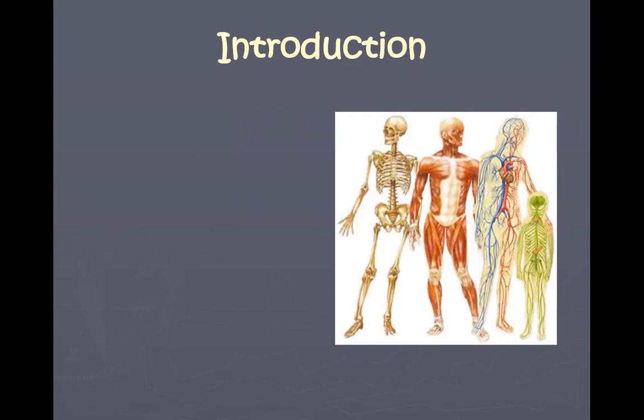So we're going to go over the organ systems. How many does the human body have? Can you tell me in this image, what are those 4 organ systems that are being depicted? From left to right.